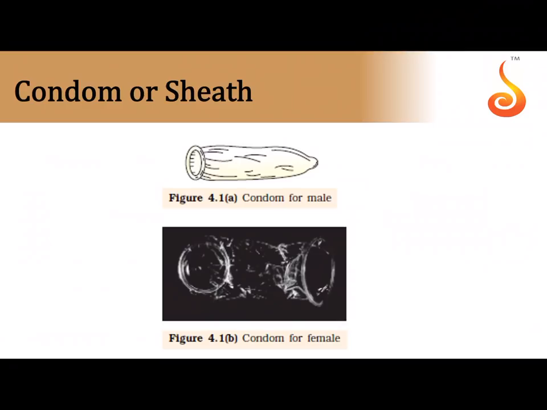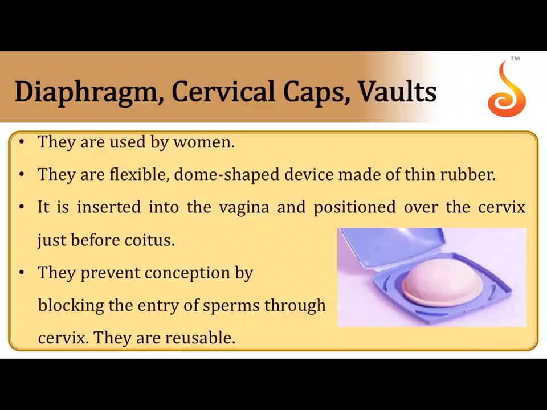So you can see here, this is the picture of the condom for male, and this is the tube-like structure made up of rubber or latex, and this is the condom for female. So as mentioned, it is used in both male and female. The next one is called a diaphragm or a cervical cap or a vault, as you can see here in this image.